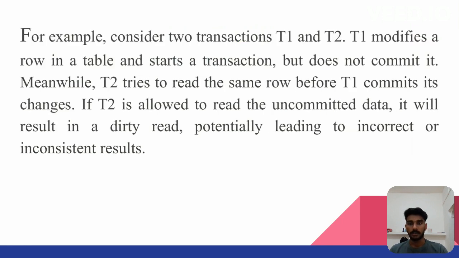For example, consider two transactions, T1 and T2. T1 modifies a row in a table and starts a transaction but has not yet committed. Meanwhile, T2 tries to read the same row of data before T1 commits its changes. If T2 is allowed to read uncommitted data, it results in a dirty read, potentially leading to incorrect or inconsistent results.